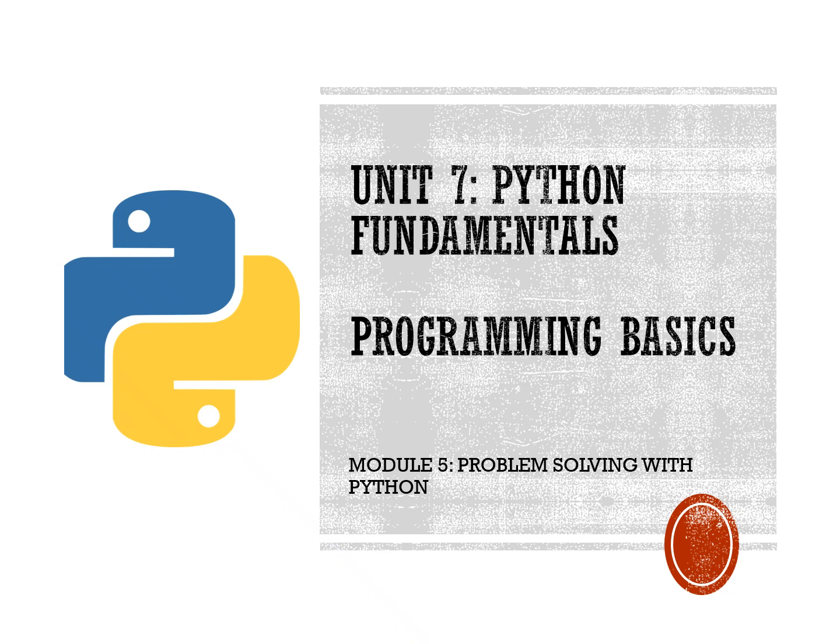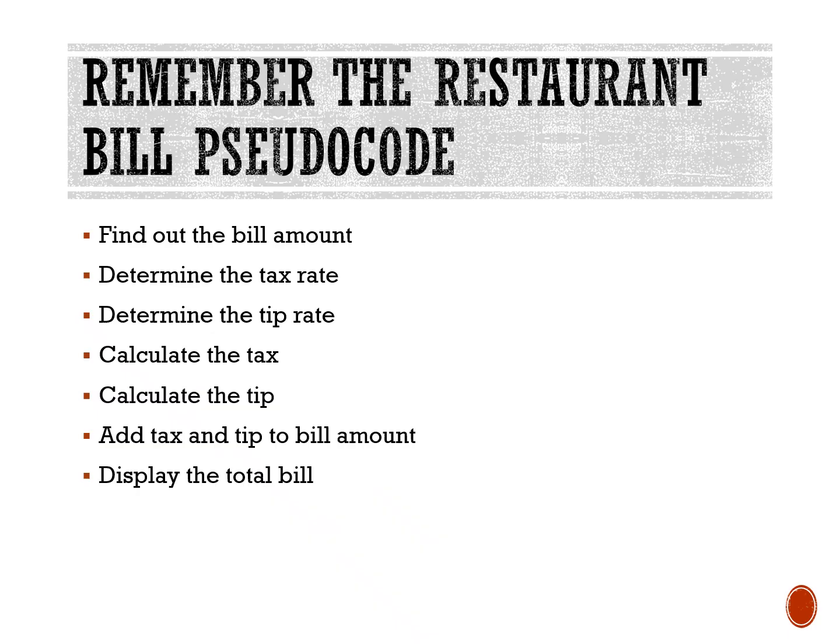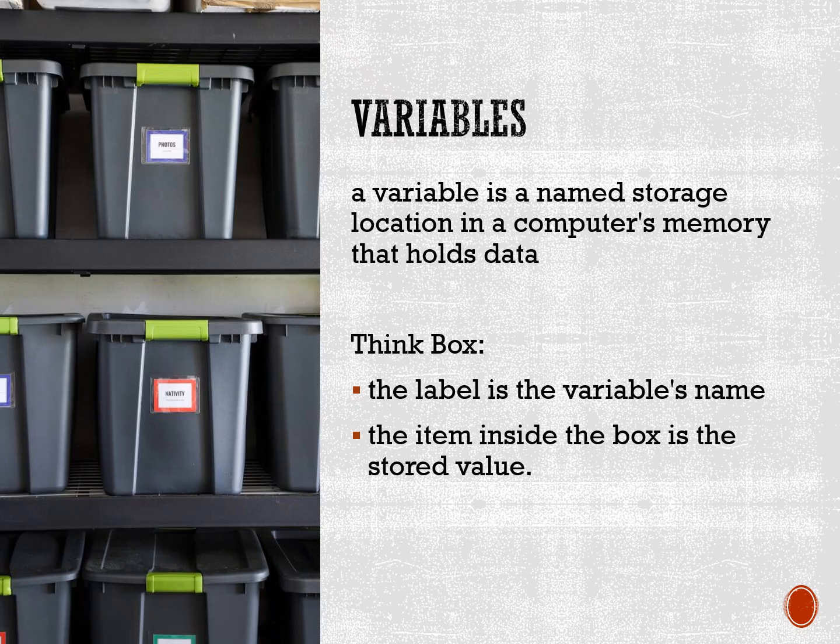Now we're going to learn about some fundamental programming concepts and some concepts that are specific to Python. You remember that restaurant bill that we talked about in the last video? There were a few things that we wanted to know: the bill amount, the tax and the tip, and then we were going to find out what the total bill is. Well, we need somewhere to store the information about all of these values, and that's where variables come in.